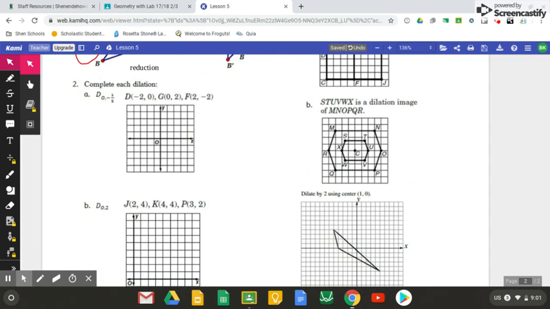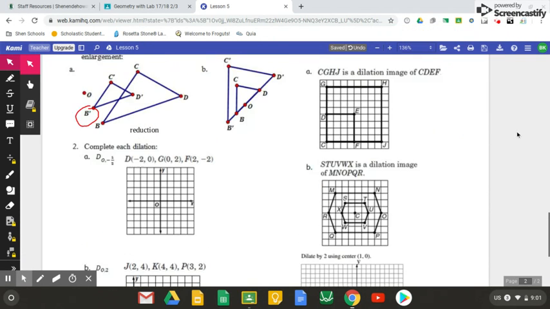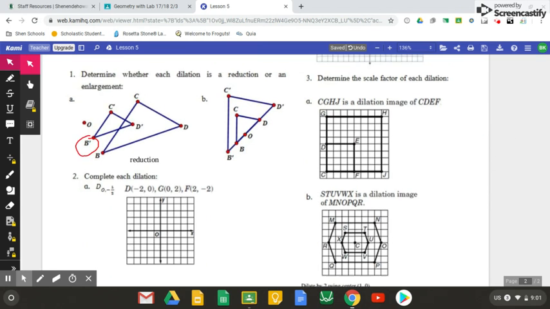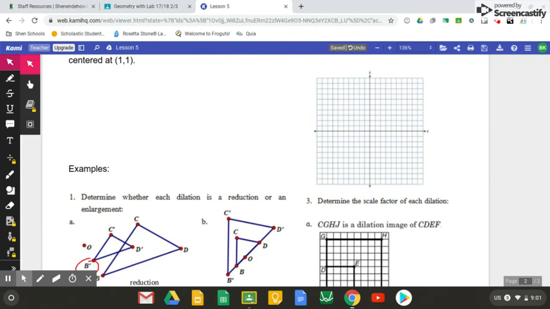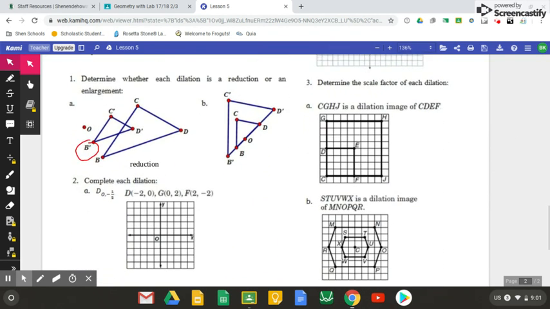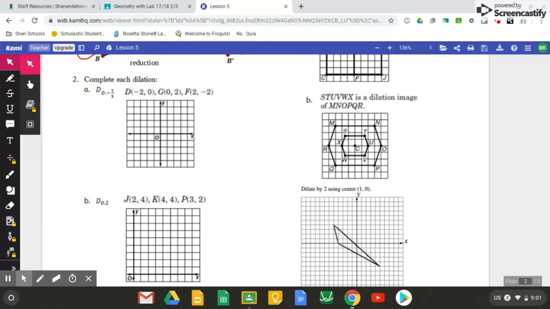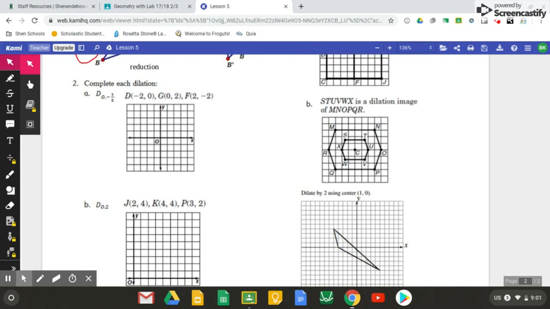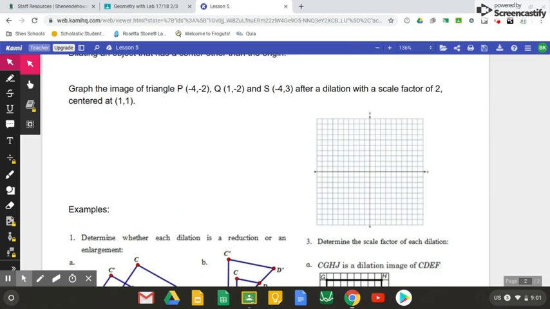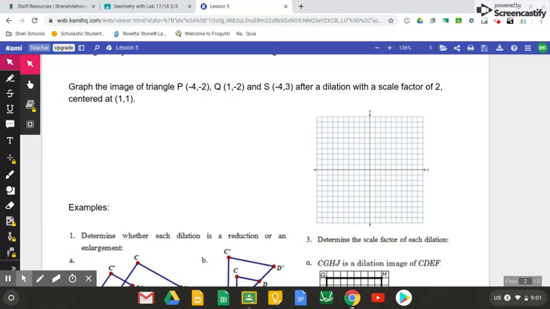All right, now you are going to do 2. So you're going to do 1B, and you're going to do 2. And that's all. All right. So go ahead, do 1B and 2, A and B. And then tomorrow we'll start class with that top question when we're going to dilate when the center is somewhere other than the origin. All right. I will see you guys tomorrow.